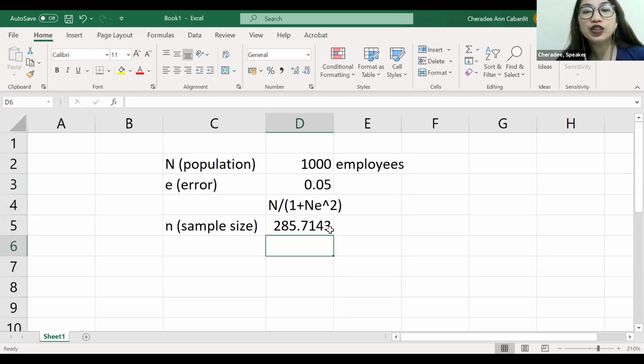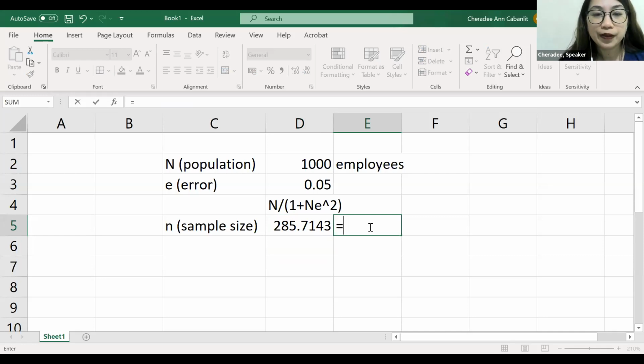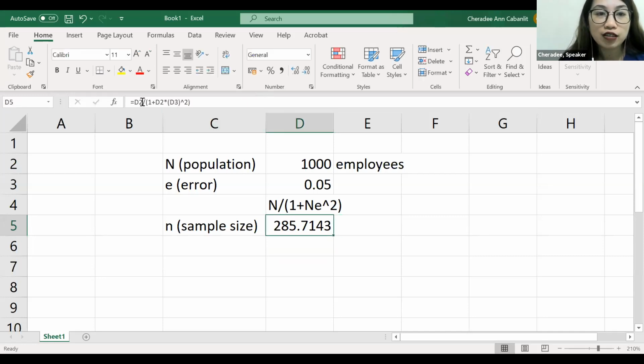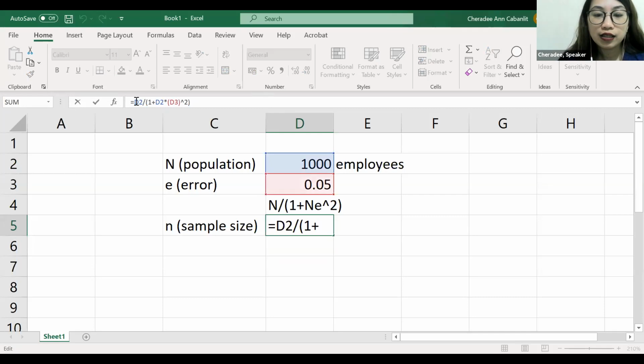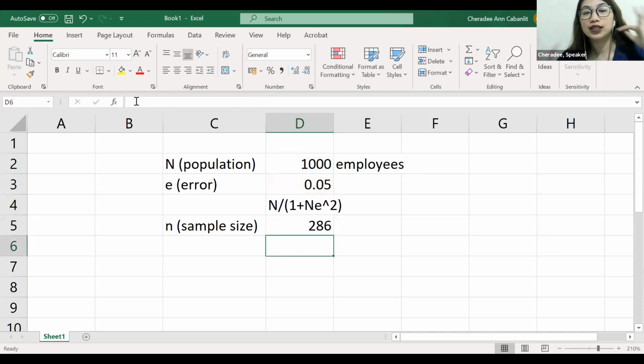You can just round that up. So we can actually create a command that rounds up. Now the question: why is it always round up? Why not round down? If, for example, the value is 285.1, it's only 0.1, but that means you cannot cater to that 0.1, so it will miss the purpose of getting the right number of samples. So you always have to round it up.